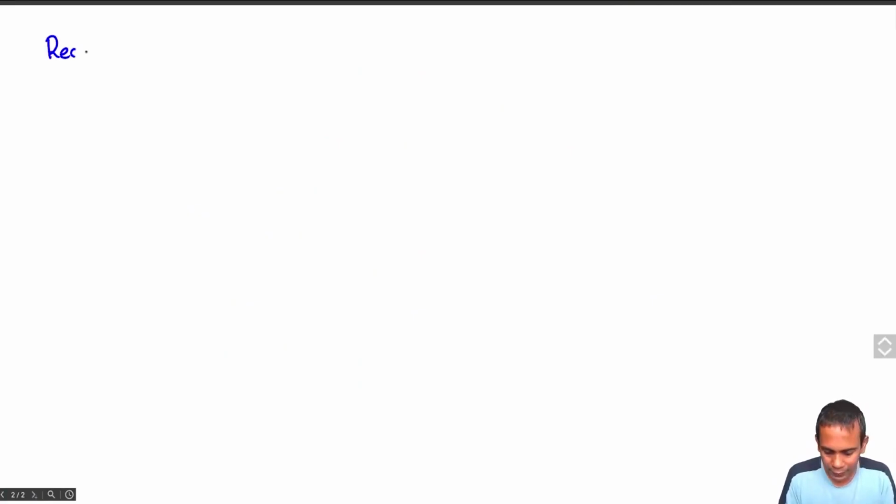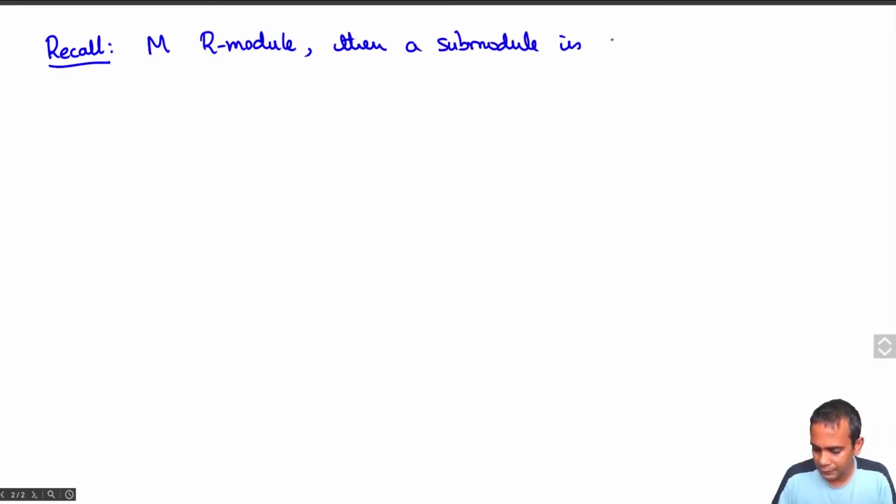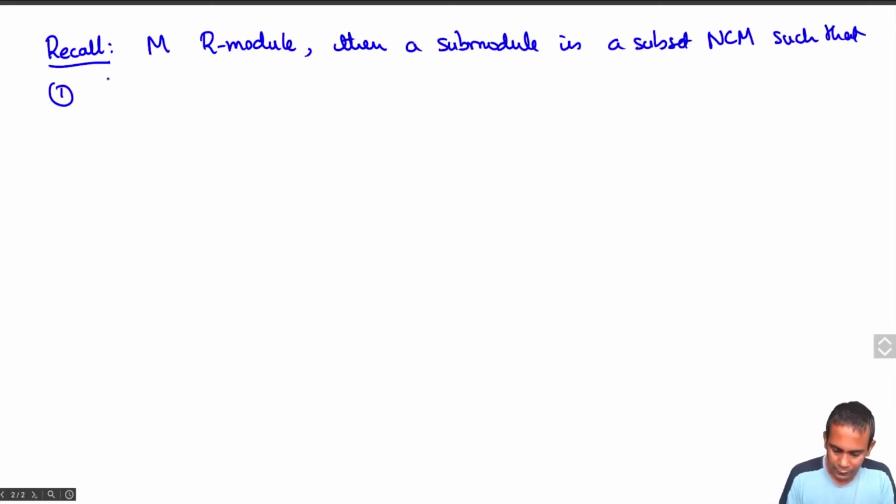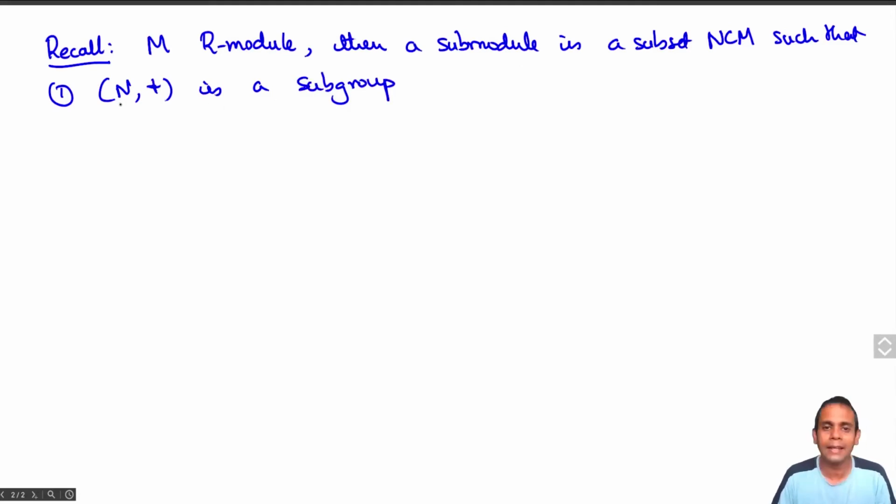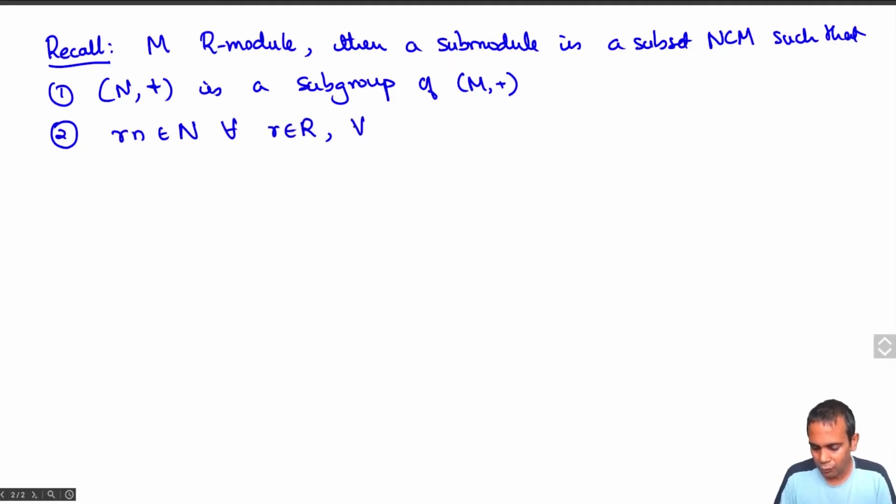So firstly, recall that if M is an R-module, then a submodule of M is a subset N of M such that, firstly, N under addition is a subgroup of M. N has to be a module, of course, and the underlying additive group has to be a subgroup of the underlying additive group of M. And the second is that it should be stable under all the operators coming from R. In other words, rn belongs to N for all r in R and for all n in N. In the category of Z-modules, submodules are precisely subgroups.